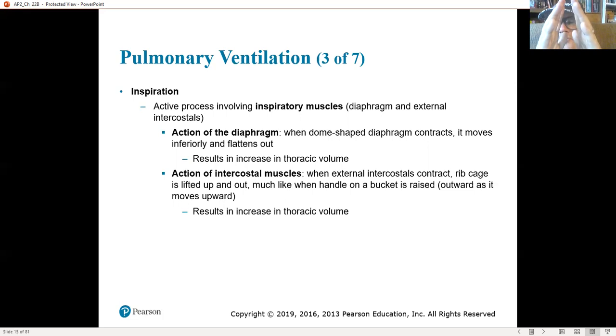So when the muscles, the external intercostals, contract and pull the ribs externally, there's more space in the thorax, there's more space in the lungs. That means there's lower pressure in the lungs. That means air rushes in to fill the space.